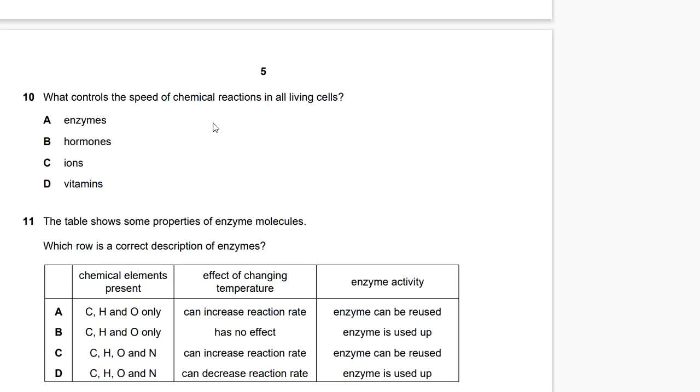What controls the speed of chemical reaction in all living cells? The correct answer for this is enzymes, letter A. But please remember, they hasten the reaction but do not in any way control or react with the cells. It just hastens or speeds up the reaction.